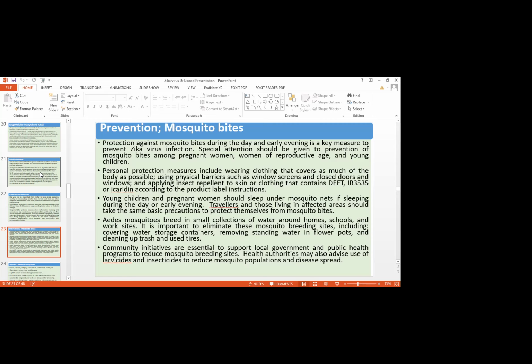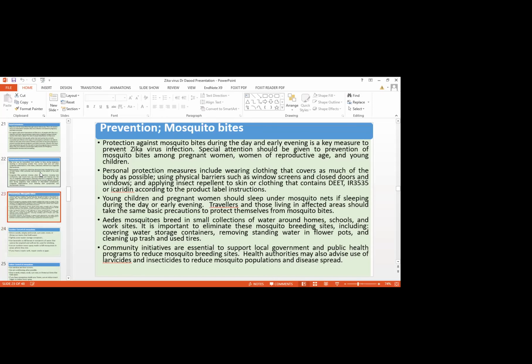Personal protective measures include wearing clothes that cover as much of the body as possible, using physical barriers such as window screens and closed doors, and applying insect repellent to the skin or clothing that contains DEET, IR3535, or icaridin, according to product labeling. Young children and pregnant women should sleep under mosquito nets if sleeping during the day or early evening. Advice for travelers is that those who are visiting the affected area should take the same precautions to protect themselves from mosquitoes as the people who are living there.